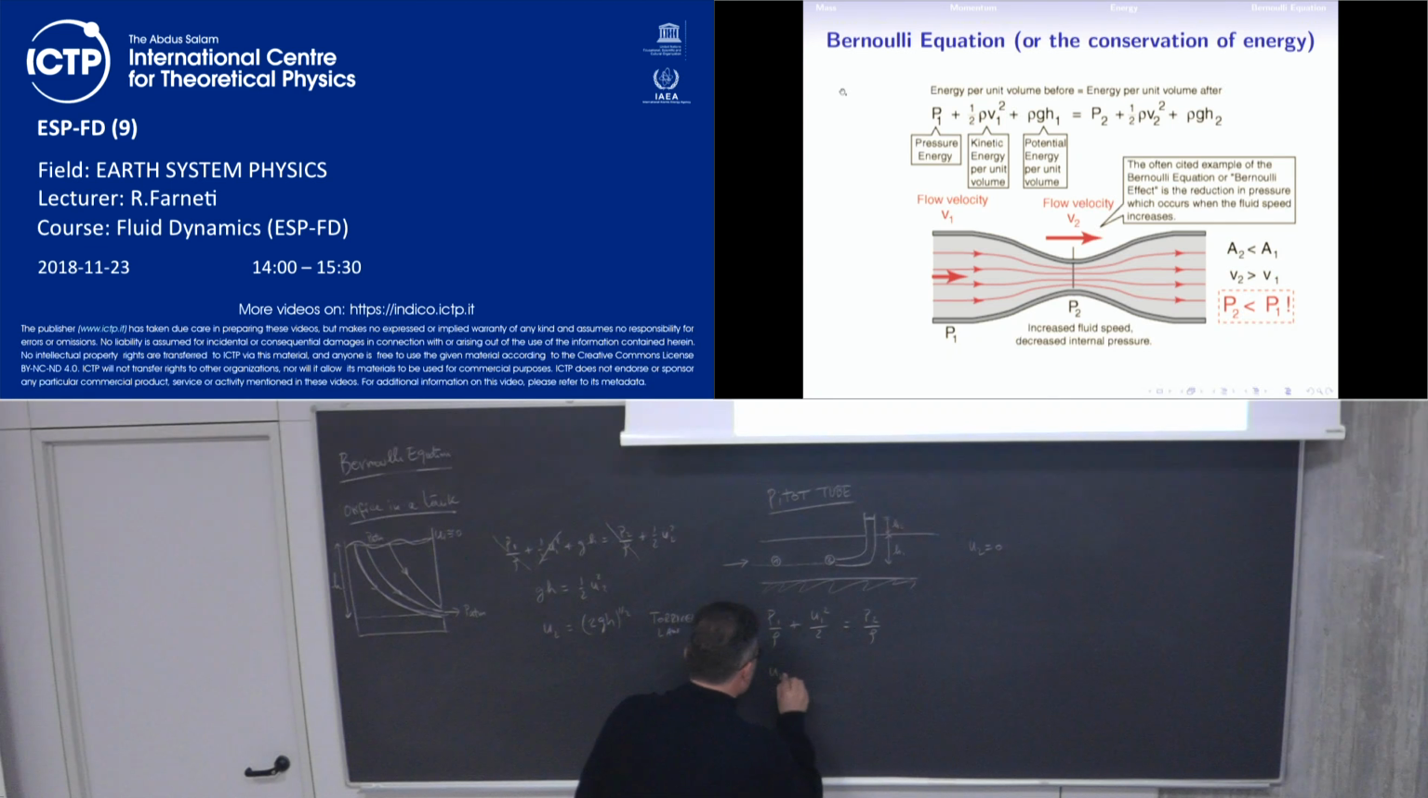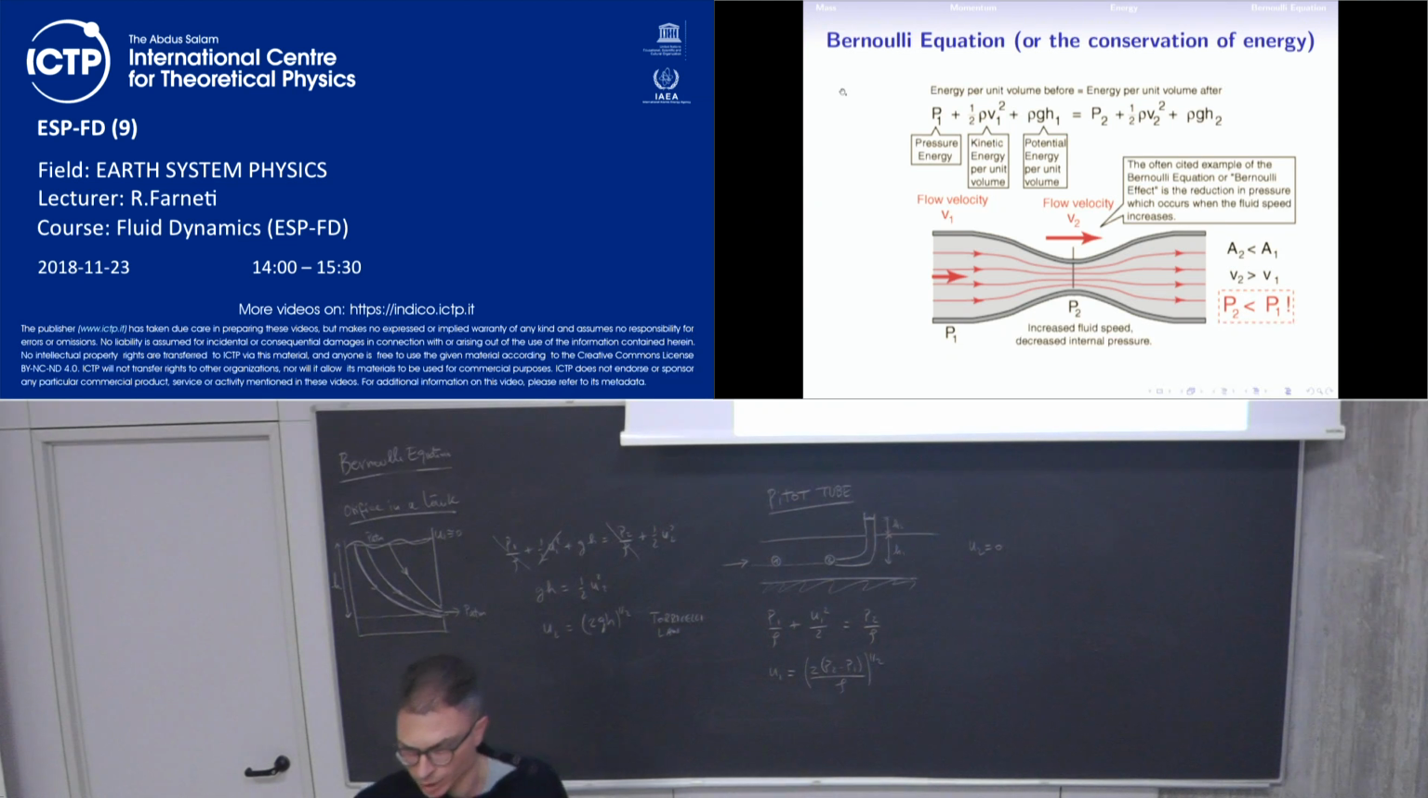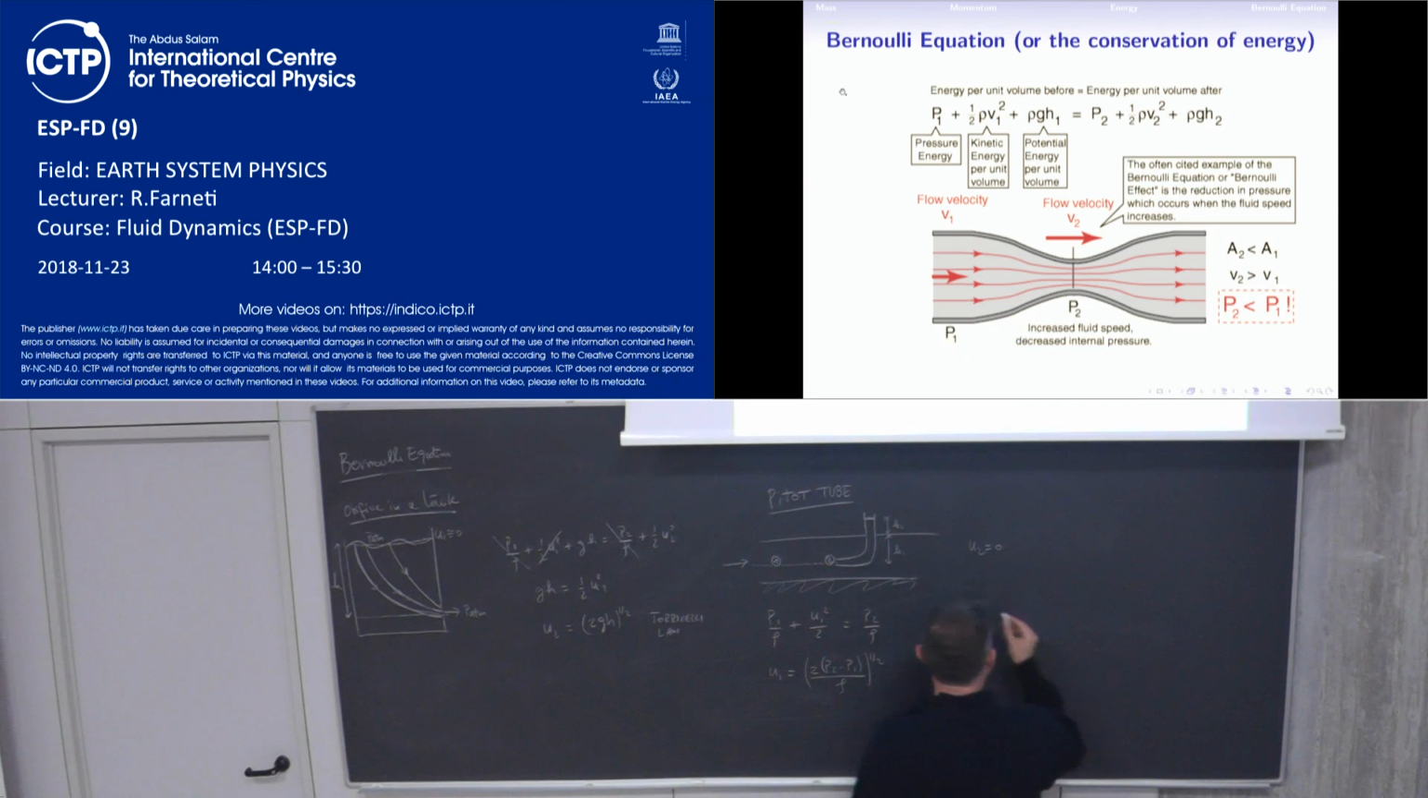So this means that U1 is the square root of 2 (P2 minus P1) over rho. That's the velocity of the fluid, which is proportional to the difference between the two pressures. But now you want to be able to measure the velocity of the fluid by the height h2 inside of the tube. So how can you do that? You can use the famous hydrostatic balance.